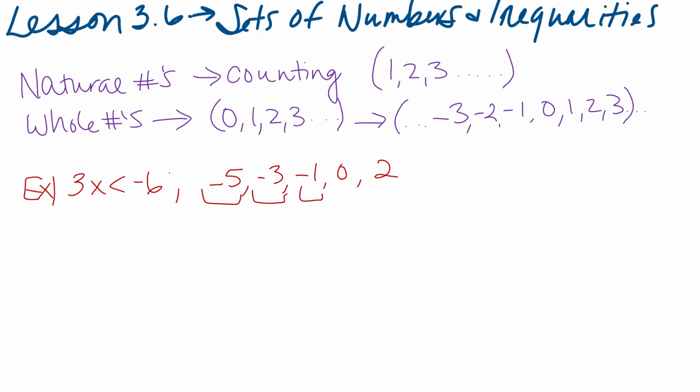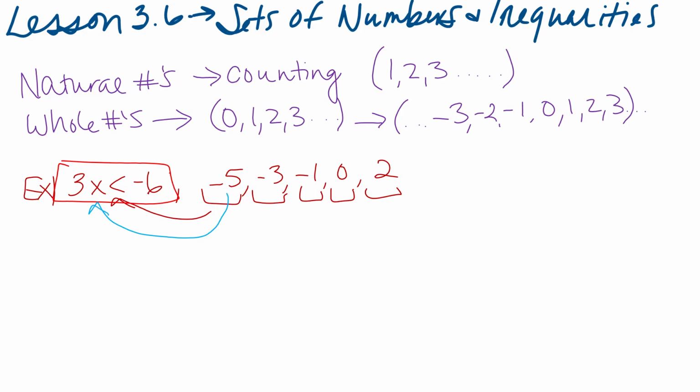Okay, so it's asking me these 5 values, or these 5 terms. If I were to use these terms for x, does it make this statement, 3x is less than -6, true or not true? So what do we do to solve these? It's really not that hard. We just take one at a time. We're going to take each term and we're going to substitute it for x.